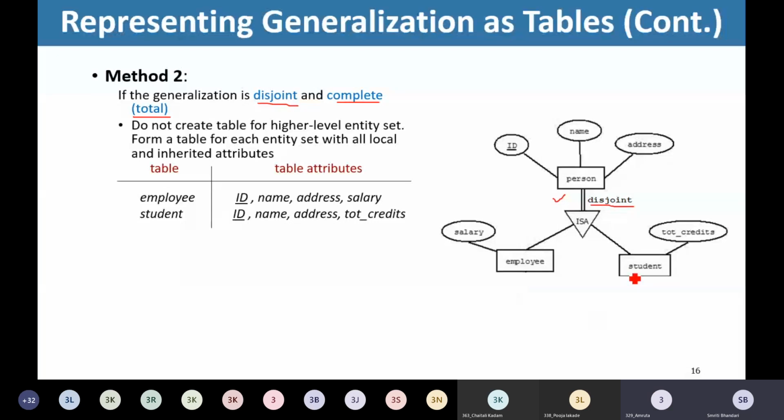If an entity belongs to only one lower level entity set within a single generalization, then it is disjoint. Correct. Very good. Who is this?